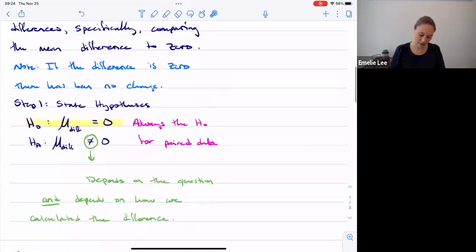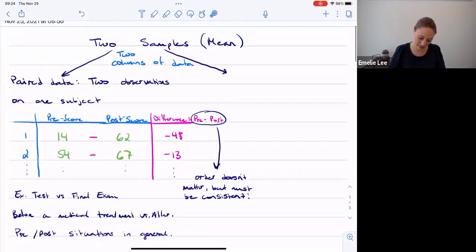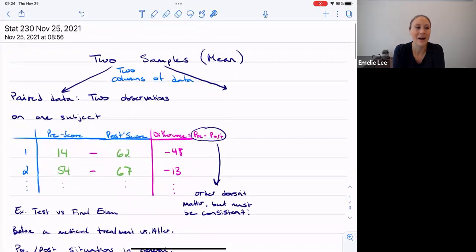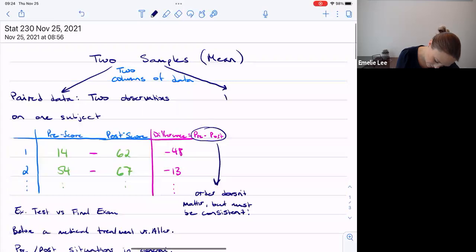Whereas the other option, let me go way back up here. The other option is if we have two independent samples.